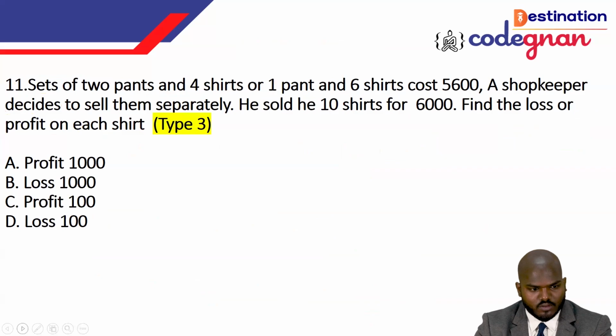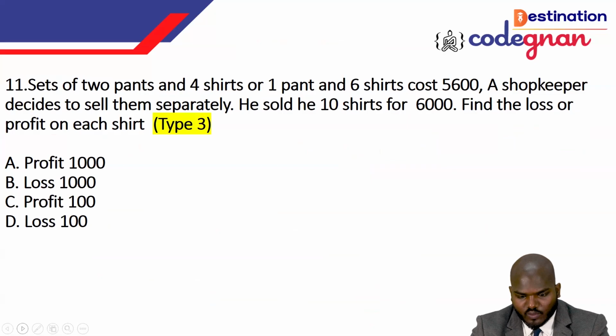This is from type 3, which is related to quantity, and the things we dealt with very previously. Now there is a very different question here. Please read the question and tell me what you understand. There is a set of 2 pants and 4 shirts, which is equal to 1 pant and 6 shirts, costing 5600.